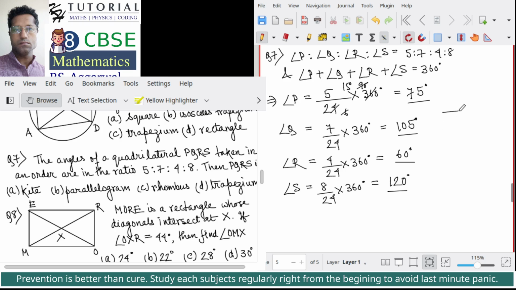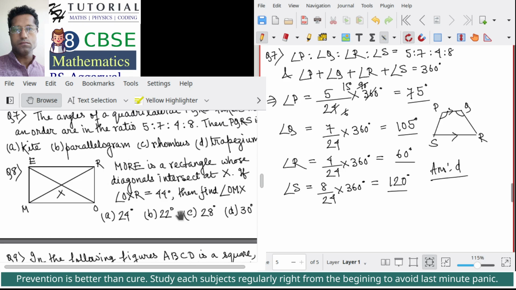Now also note that in a trapezium, one pair of sides is parallel. If PQRS is a trapezium, let's say PQ is parallel to SR. In that case, we must have angle P plus angle Q equal to 180 degree, and which is indeed the case. Angle P plus angle Q is equal to 75 degree plus 105 degree, which is 180 degree. So it has to be a trapezium PQRS where PQ is parallel to SR. So the correct choice is D.